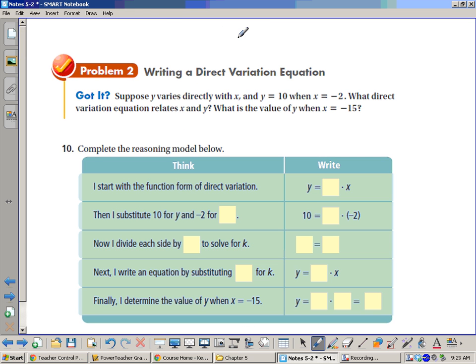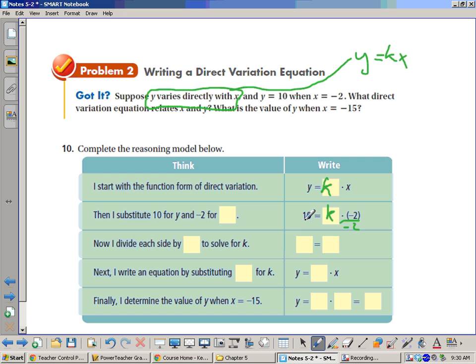So now let's work with an example where they're telling us it is a direct variation. So anytime they use these words, y varies directly, okay, this means that it is a direct variation. Okay, that means y equals kx. So in this situation, they're giving us that y equals 10 and x equals -2. And we need to find what the direct variation equation is. So we're going to try to find the k in the problem. So we substitute 10 in for y, because that's what they told us it was equal to. And we put -2 in for x, and we're going to solve for k.